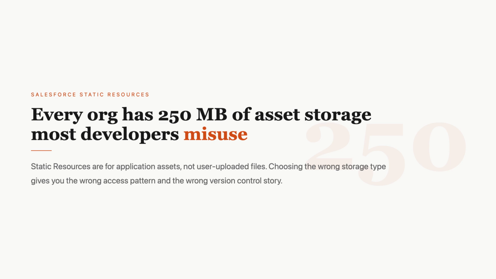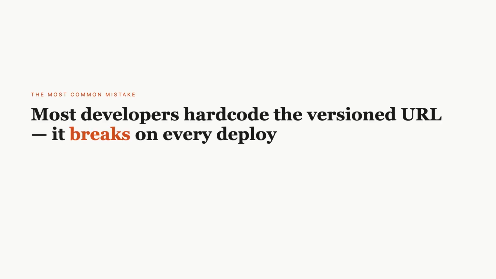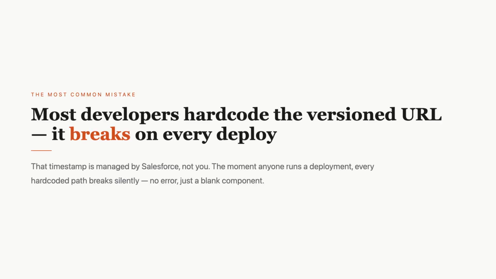The most common mistake happens before anyone writes a single line of code. A developer uploads a resource through setup, sees the file in the list, and copies the URL from the browser, something like /resource/1712345678000/myLibrary. They paste it into their LWC or Apex class.